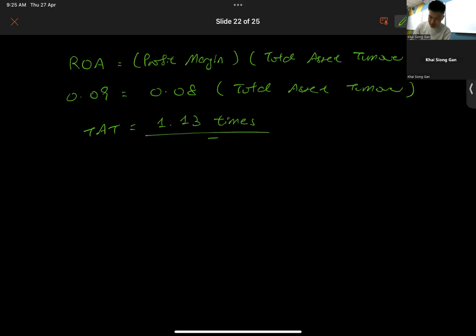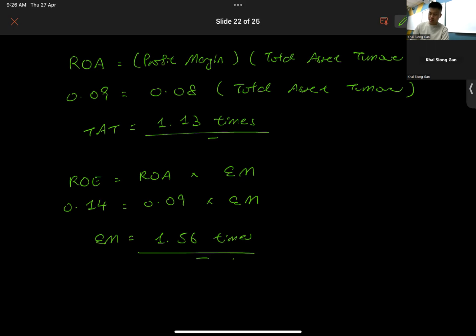Then using the DuPont identity again, ROE equals the first two components, which are ROA, times the last one, the equity multiplier. ROE is 14%, ROA is 9%, so moving around, the equity multiplier is 1.56 times. But make sure you know how to utilize the DuPont identity formula. So that's the answer for the last question.